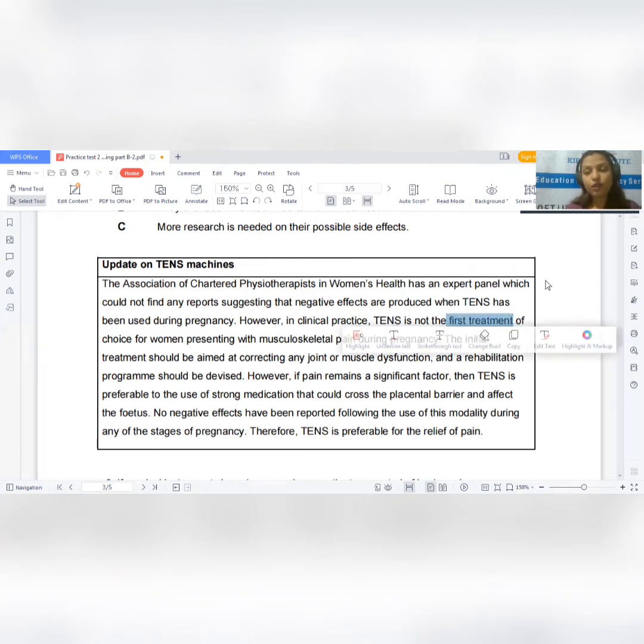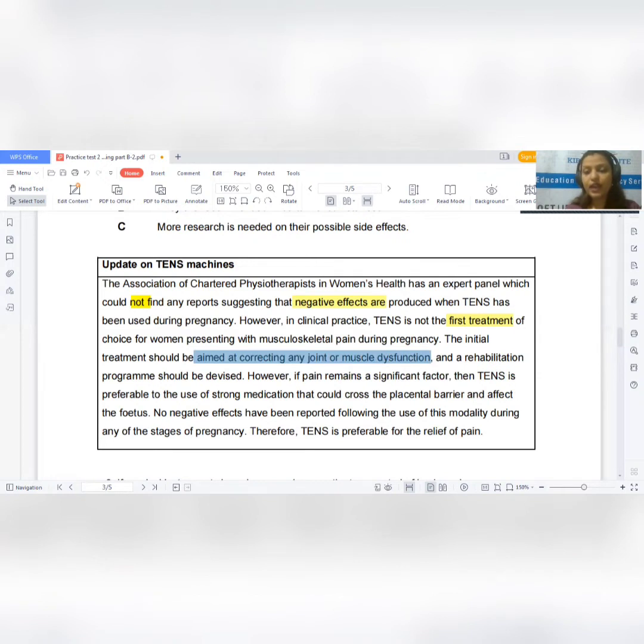So before that, what the writer said is that it is safe, right? The expert panel could not find any report suggesting that negative effects are produced. So there are no negative effects. That is what was initially said by the writer. Okay, I would also like to underline or highlight "not", so that I can understand. Now if I'm reading further, it still says it is not the first line treatment. The initial treatment should be aimed at correcting any joint or muscle dysfunction. So the first priority should be correcting the dysfunction.